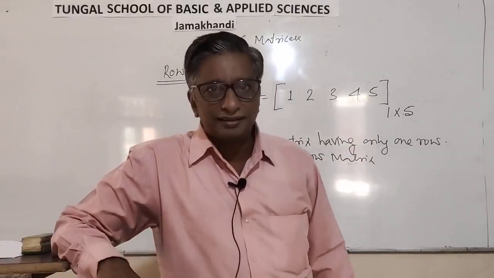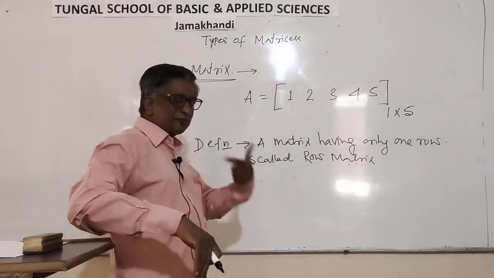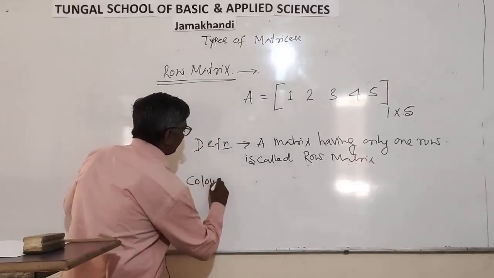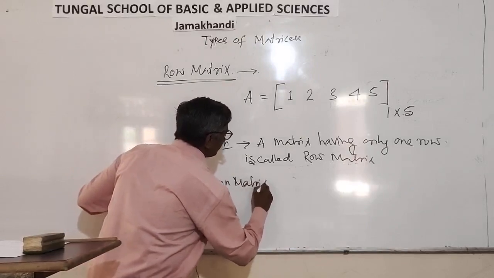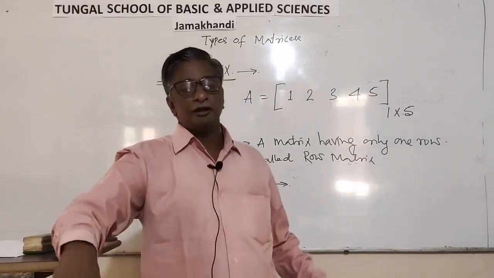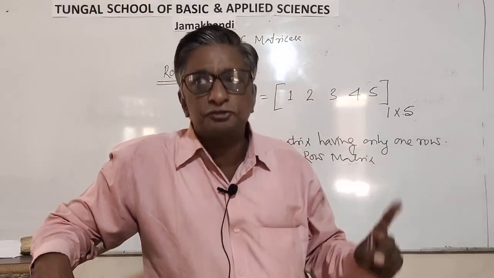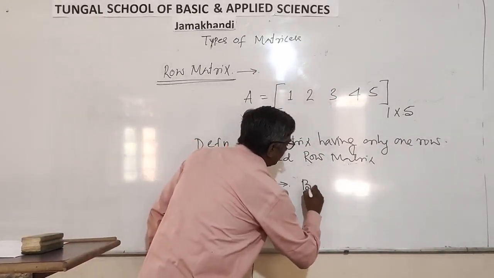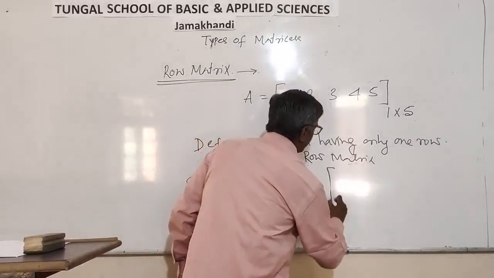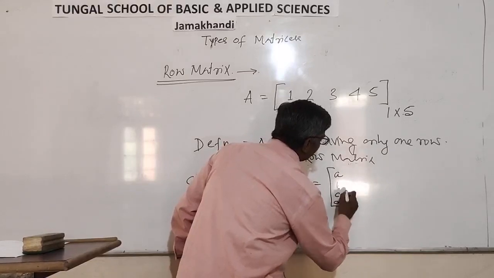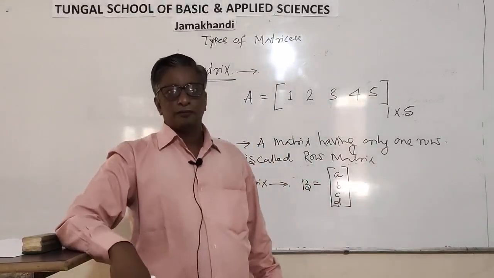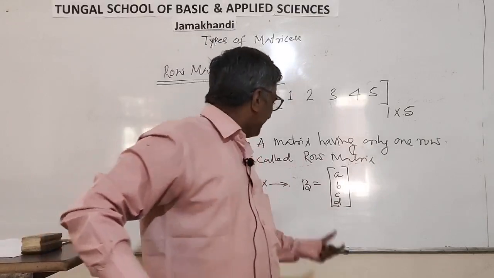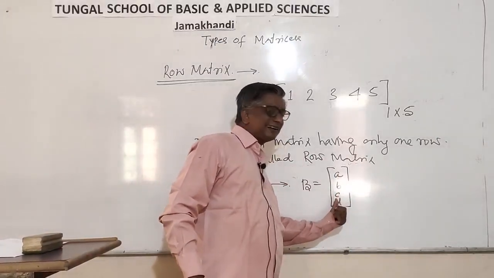Next, column matrix. The name itself says column, only one column in that matrix. A matrix having only one column, then that matrix we are calling a column matrix. For example, B equal to A, B, C, D. Earlier I used 1, 2, 3, so I am changing to alphabets. B equal to A, B, C, D.